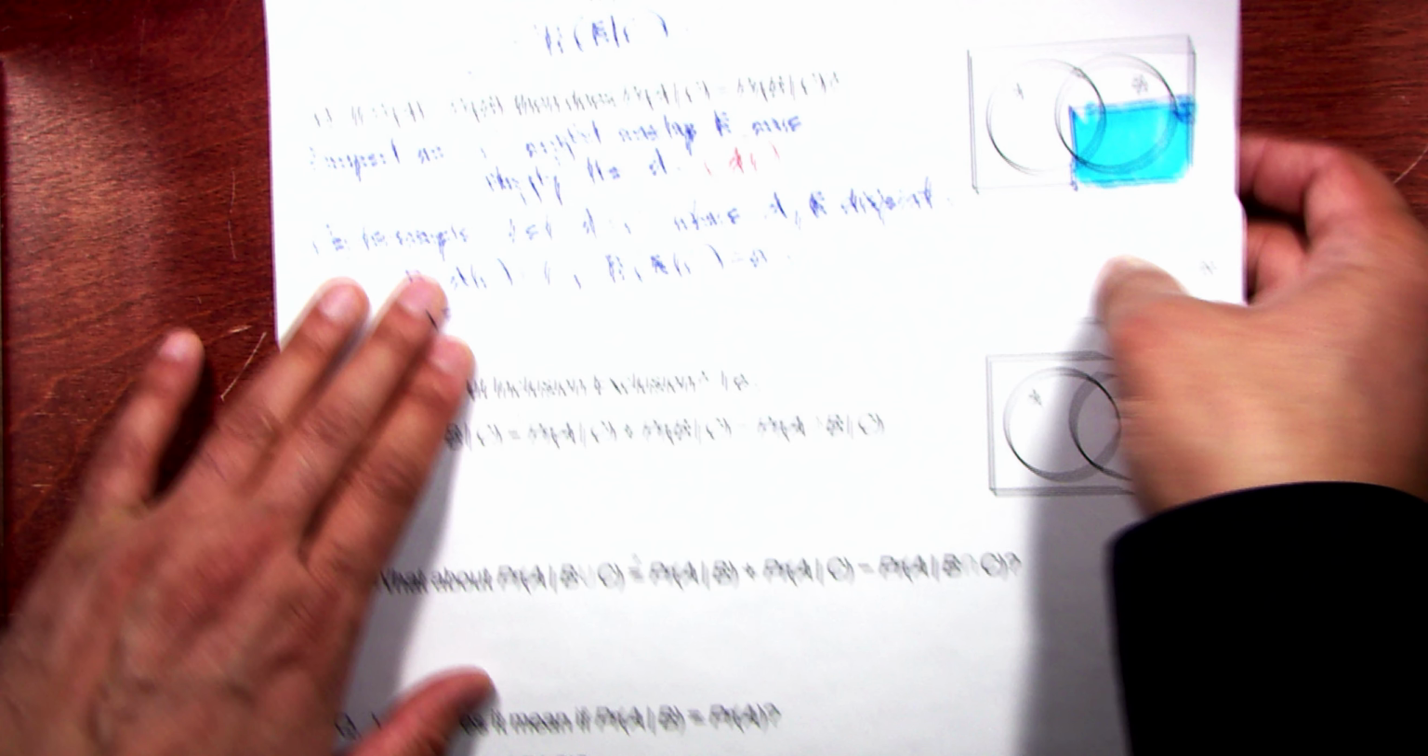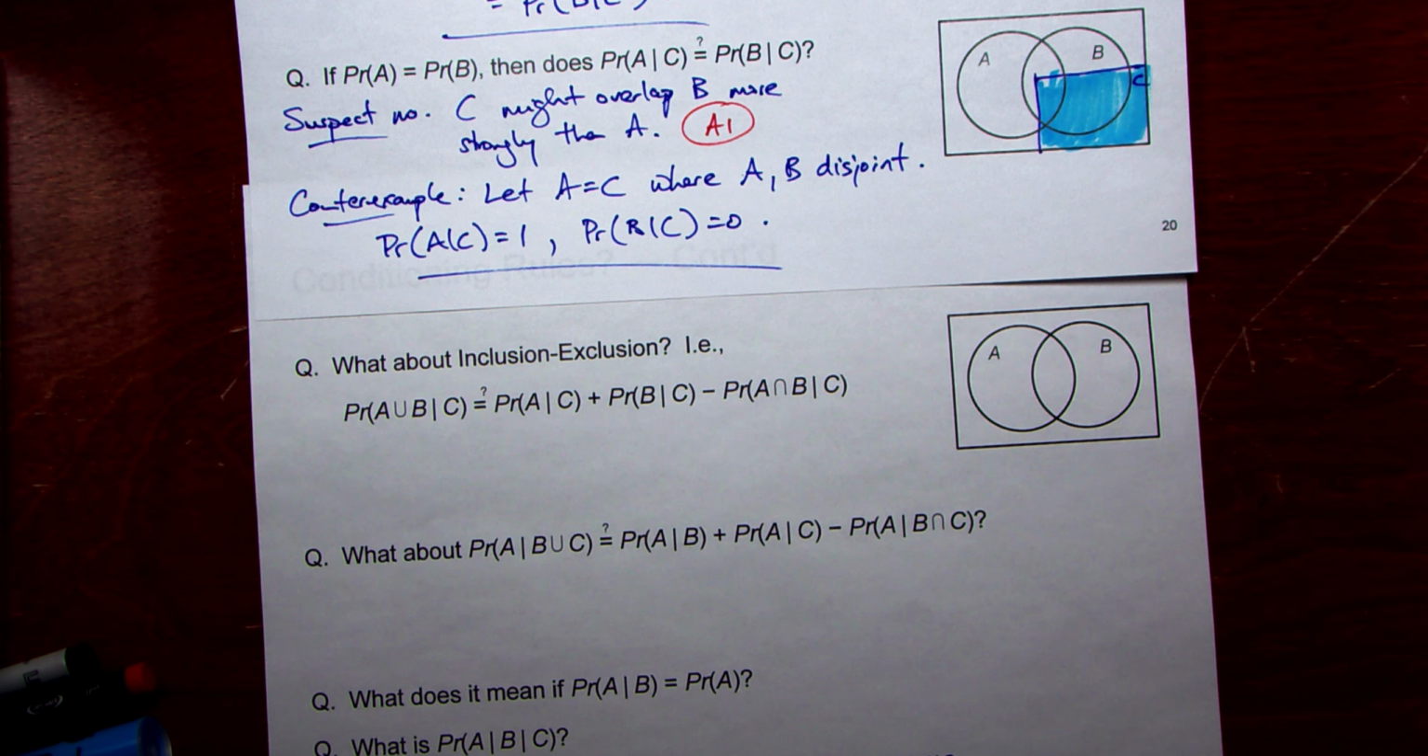Okay, what about inclusion, exclusion? Prepare to vote. Ready? Okay, let's vote. Who thinks it's true? Who thinks it's false? You weren't ready. Prepare to vote. Ready? More ready? All right, let's vote. Who thinks it's true? Who thinks it's false? Okay, a few dissenting people think it's false.